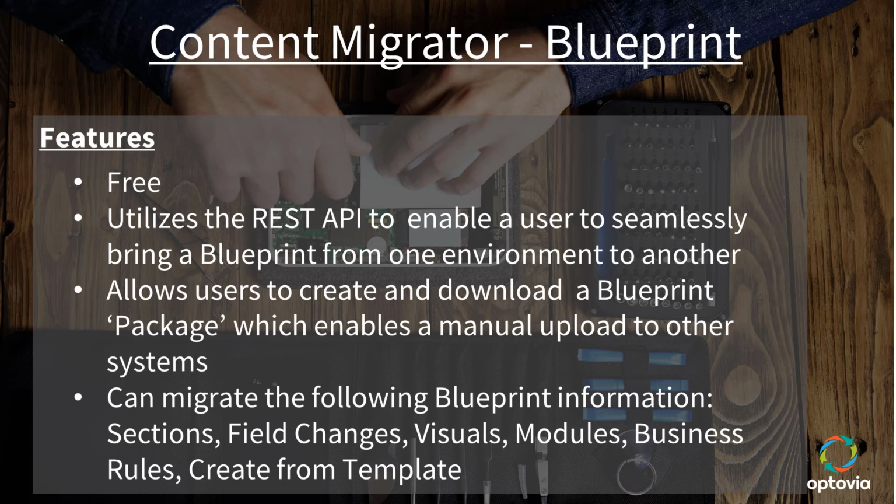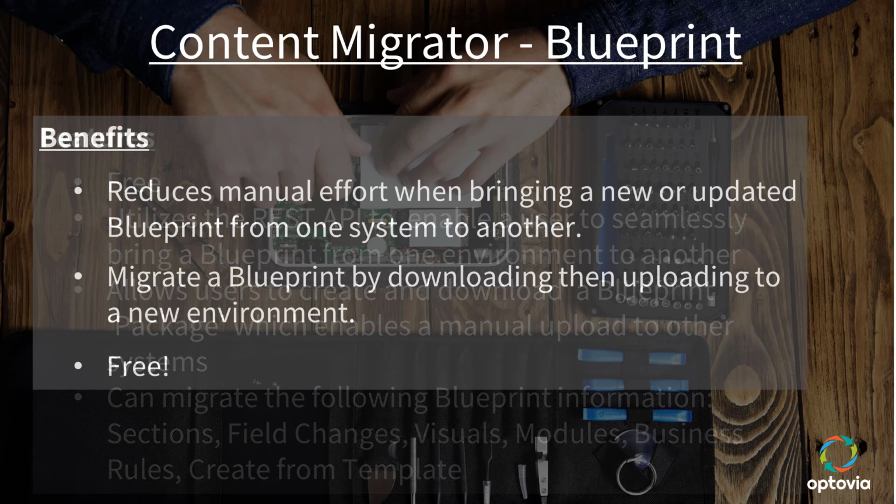So the Content Migrator is free, and it utilizes the REST API to enable a user to seamlessly bring a blueprint from one environment to another. It allows users to create and download a blueprint package, which enables a manual upload to other systems or for backing up your blueprints. And it can migrate the following blueprint information: sections, field changes, visuals, modules, business rules, and create from template.